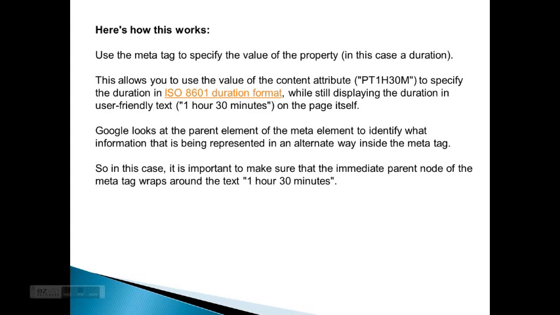Use the meta tag to specify the value of the property, in this case a duration. This allows you to use the value of the content attribute, PT1H30M, to specify the duration in ISO 8601 duration format, while still displaying the duration in user-friendly text, 1 hour 30 minutes, on the page itself. Google looks at the parent element and the meta element to identify what information is being represented in an alternate way inside the meta tag. So in this case, it's important to make sure that the immediate parent node of the meta tag wraps around the text 1 hour 30 minutes.